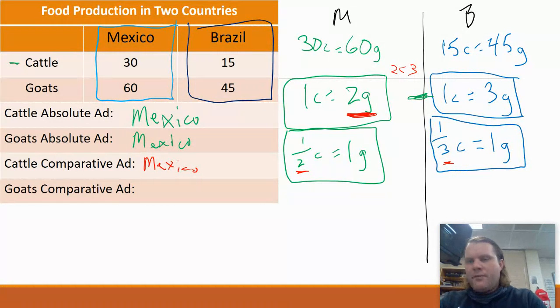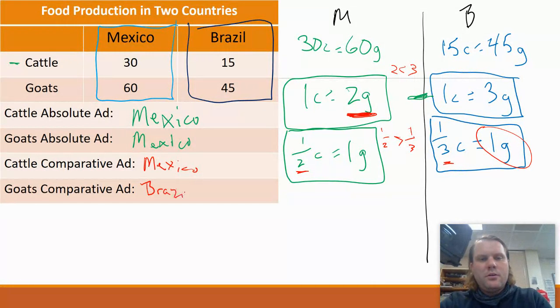Well, 1/2 is more than 1/3, right? 1/3 is 33%. One half is 50%. Sometimes fractions get a little bit tricky if you're going too fast. Okay, make sure you're doing what you need to do. So 1/3 is less than 1/2. We know that Brazil now has the comparative advantage in producing goats.